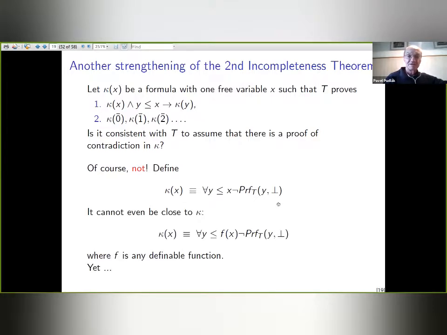But in general, we cannot show that a proof of contradiction must be close to kappa, because if you define kappa using some definable function in this way, we are not saying that there is no proof of contradiction below x, but below fx, then there is no proof even close to the initial segment defined by kappa. But you see, this is not a bounded formula. So if one is more careful, then one can get something.